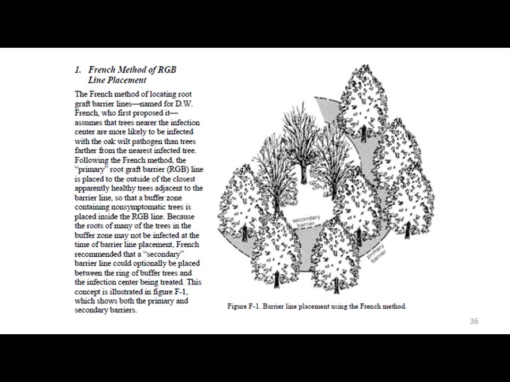It's important to note that in a general rule of thumb, if you look at the root graft distance between an infected and a healthy tree, a lot of arborists will use a 50-foot line just as a general guideline. So trees that are within 50 feet of each other could potentially be root grafted, and they'll use that for their lines in some cases.